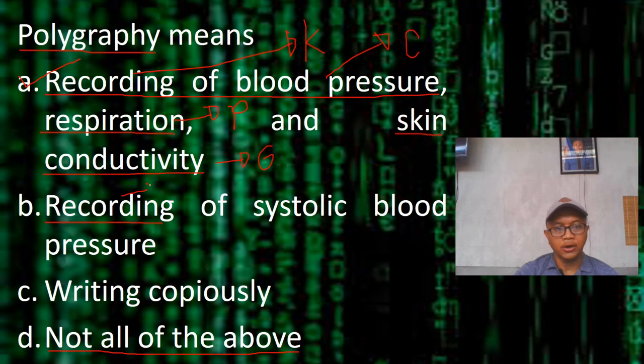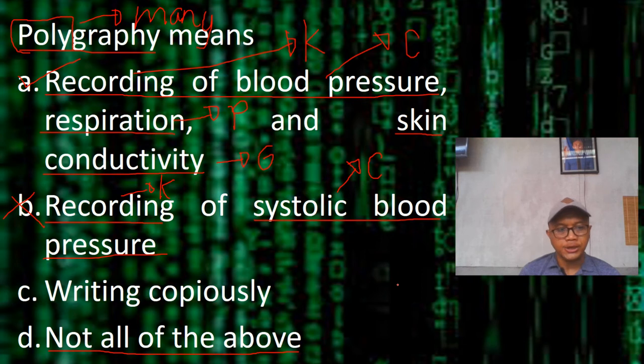Recording. Just the same, we are talking here of the kymograph. Recording of systolic blood pressure. So when we say blood pressure, we are talking of the cardiograph component. Now, we relate it with the question, polygraphy. Essentially, if we analyze letter B, the particular physiological reaction that is to be recorded here is only one, that is systolic blood pressure. Definitely, it will not conform to the question, which is essentially when we say poly, it means many. Okay? Means many. So therefore, letter B is wrong.